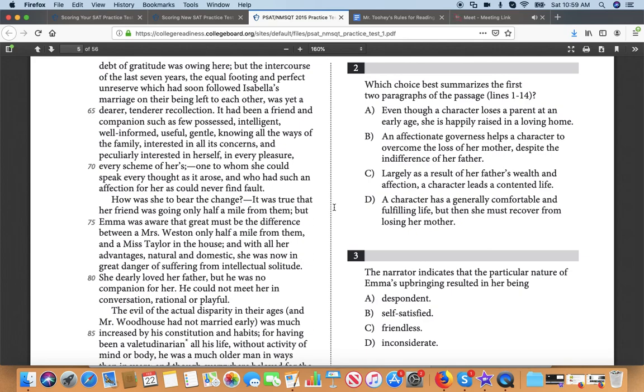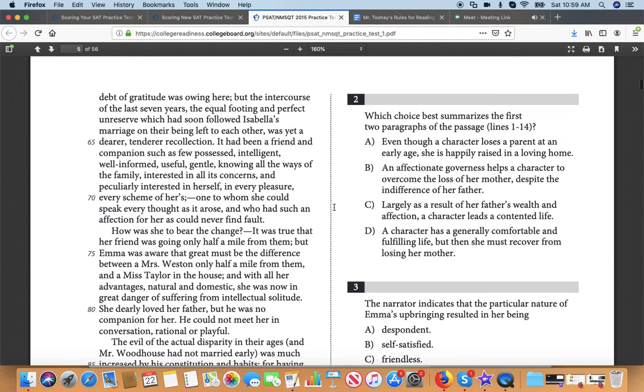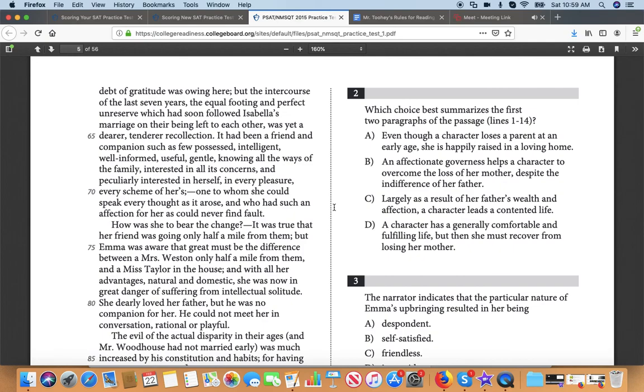So it's A. Is A perfect? No. Does it best summarize the first two paragraphs of the passage? It does. So it's A, right? Be aware of that. You're rarely going to find a perfect answer. Maybe sometimes. But we have to find the best, which means the least worst. And there are big problems with B, C, and D. Does that make sense? Yes.